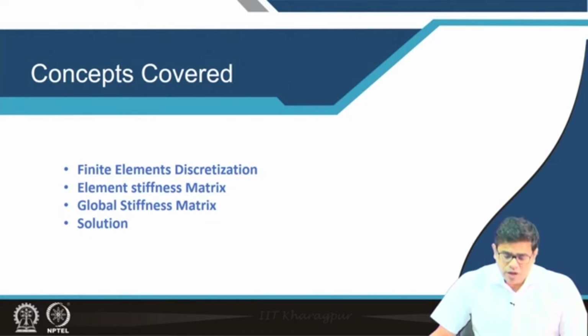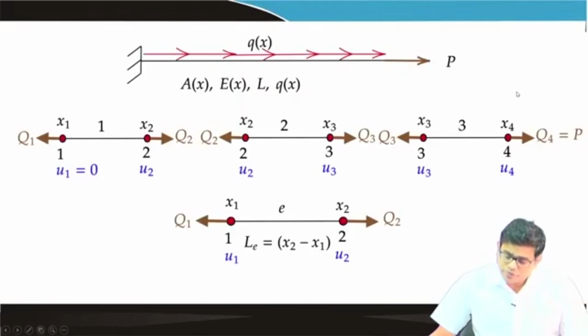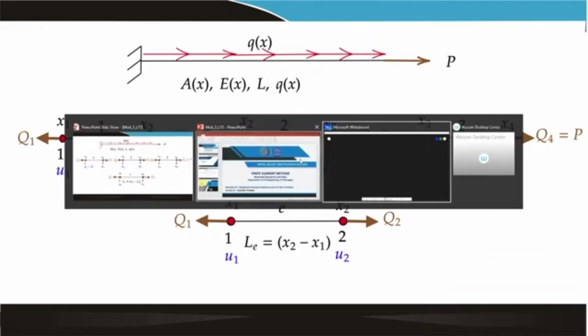So let me bring back that figure that we were doing in the last class. Essentially we were doing a three-element discretization. I have not discussed the different nodes and the shape functions and other things. So let us now talk about how to get the element stiffness matrix of a single element.